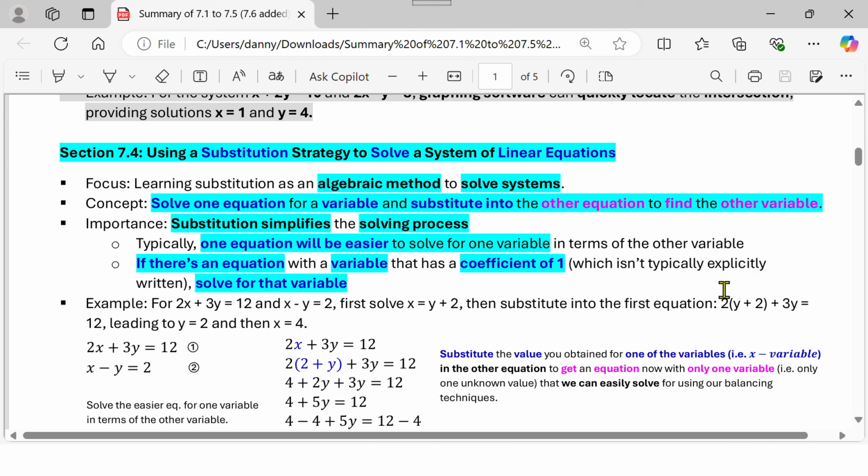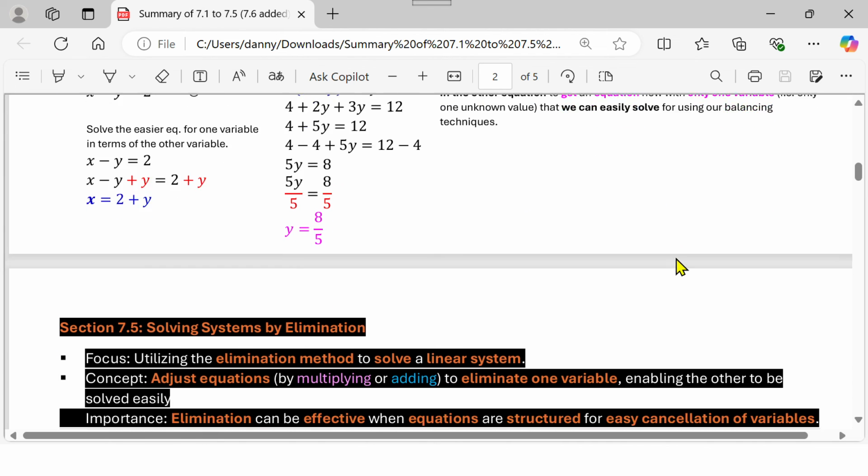There's always going to be one equation typically that is easier to solve. So look for that. And if there's any variables that have a coefficient of 1, meaning they don't have anything in front of them, they just have x or y, solve for that variable. That will be the easier one.